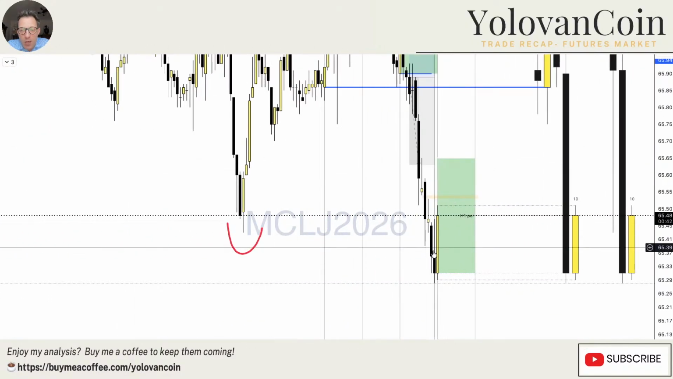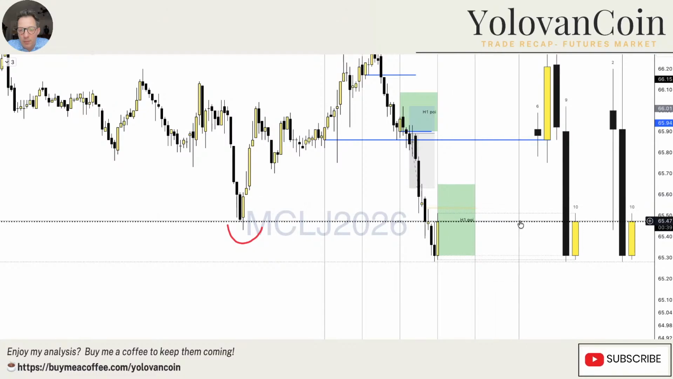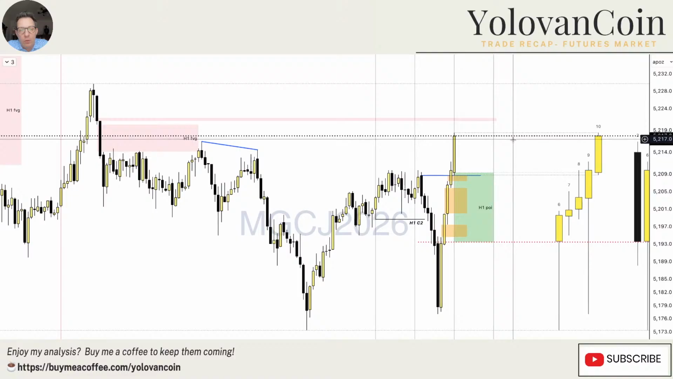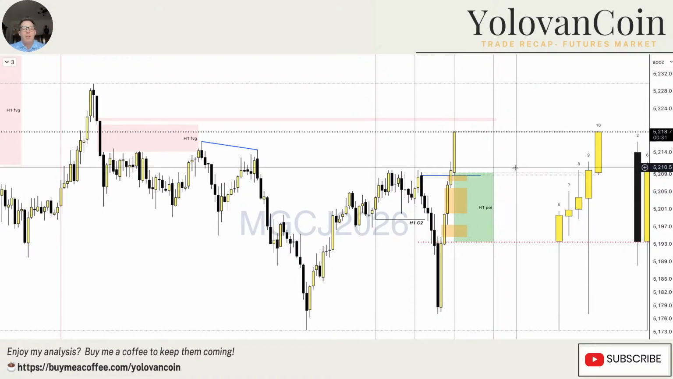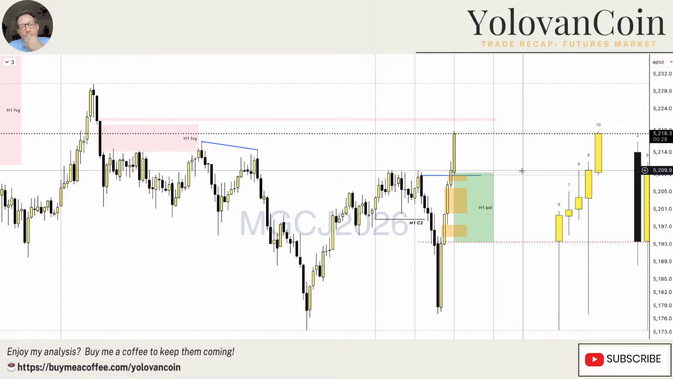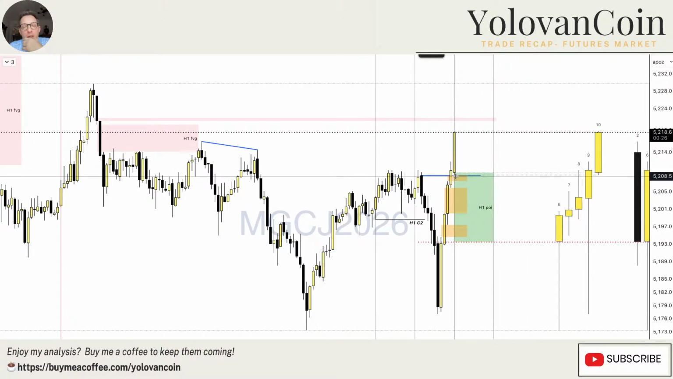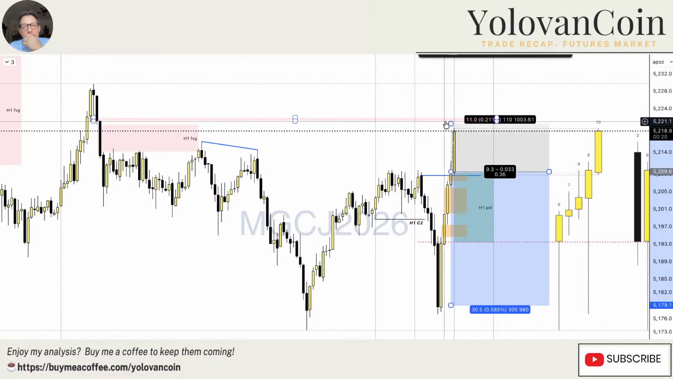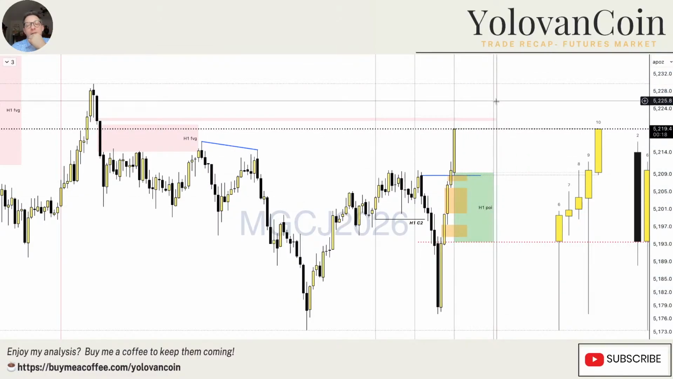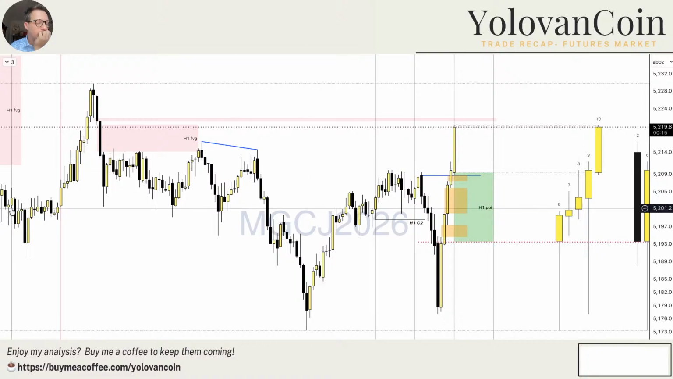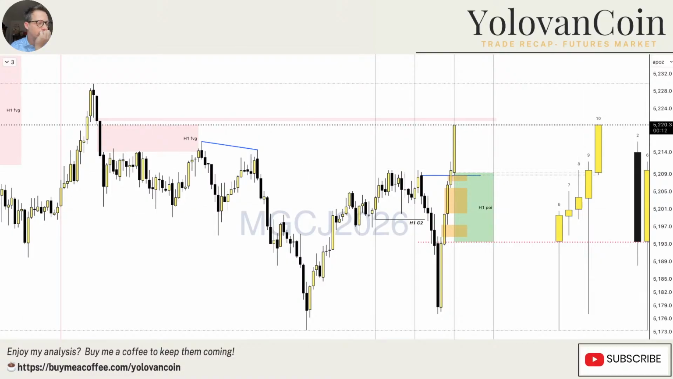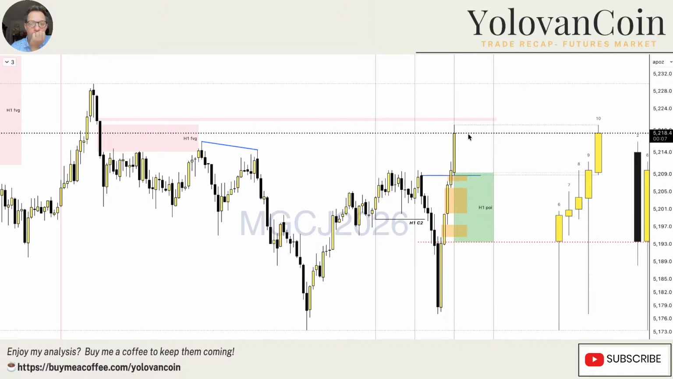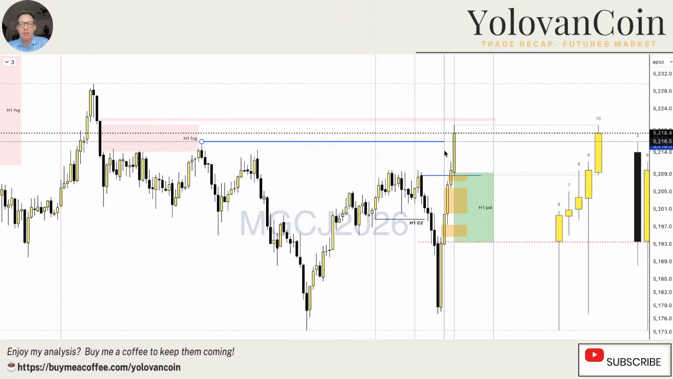So I want to see a new M5 changing state of delivery from this POI before I touch the short. Here we go. Gold already took out the low resistance liquidity run, which means we didn't have any entry. Because if you enter here, you put your stop loss here, that's stupid, right? I wanted to see a retrace back and then going higher. Okay, low resistance liquidity was taken.